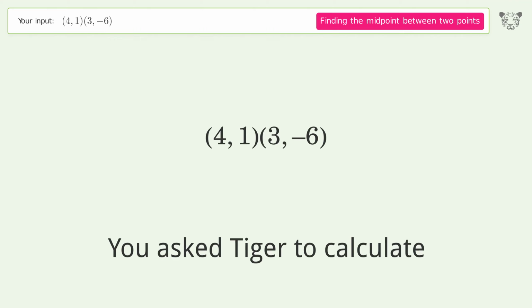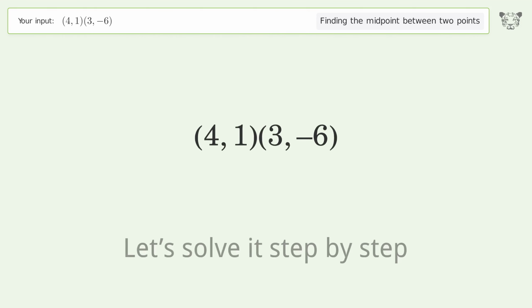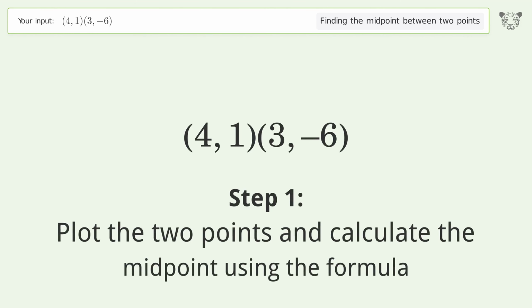You ask Tiger to calculate. This deals with finding the midpoint between 2 points. The midpoint between the 2 points is 3.5, negative 2.5. Let's solve it step by step. Plot the 2 points and calculate the midpoint using the formula.